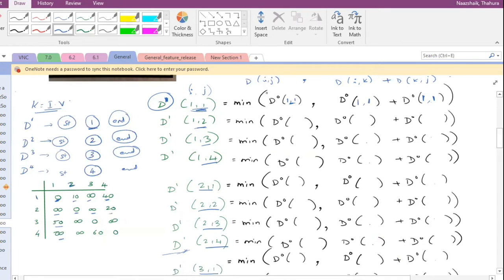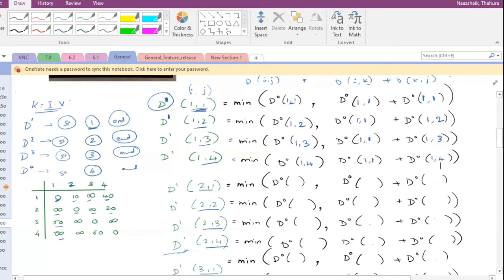I to J can be directly from I to J, so it is 1, 2. Or you can go to intermediate vertex K. Now K in our case is 1, right? So I go from 1 to 1, and from there K to second vertex. Okay. So 1, 3 is direct, or I go from 1 to 1 and then 1 to 3. Similarly, I can go direct, or 1 to 1, 1 to 4.